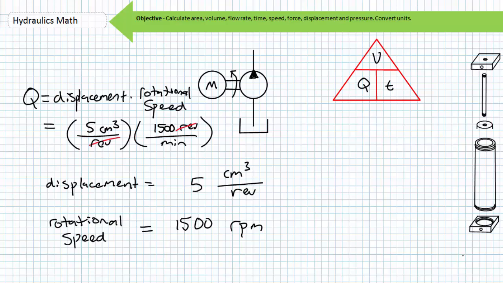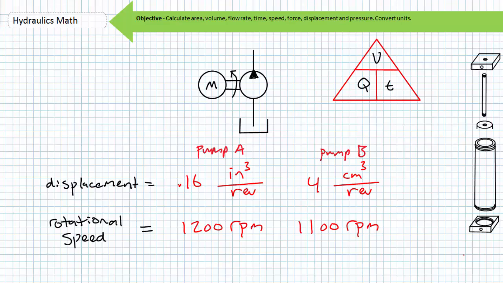Let's say another pump displaces 5 cubic centimeters per revolution and is driven at 1,500 RPM. If flow rate is displacement per revolution times rotational speed in revolutions per minute, the units of revolution cancel out, and we're left with 7,500 cubic centimeters per minute. If we wanted to convert this to units of liters per minute, we'd find the flow rate of 7,500 cubic centimeters per minute is equal to 7.5 liters per minute.